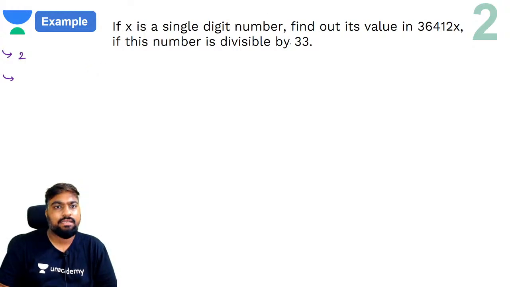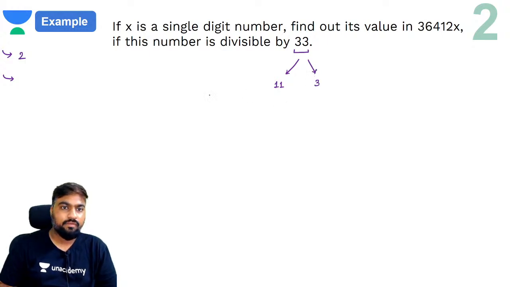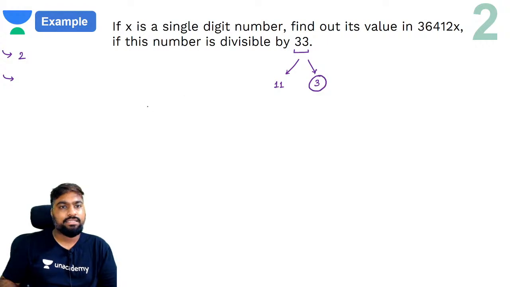So what's the scene here? This given number should be divisible by 33. That means our number must be divisible by 11 and it should be divisible by 3. So first let's check for 3. Easy to do, right? With 3, just add and check. So what do we have?